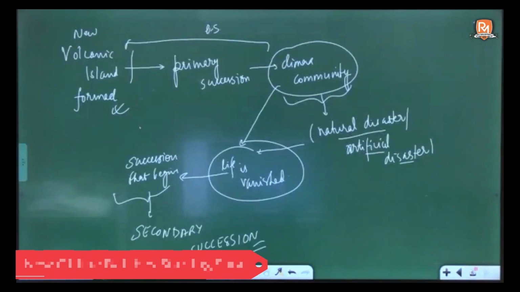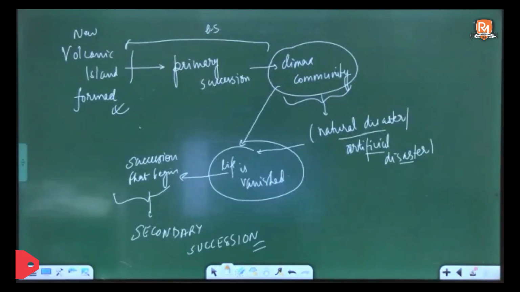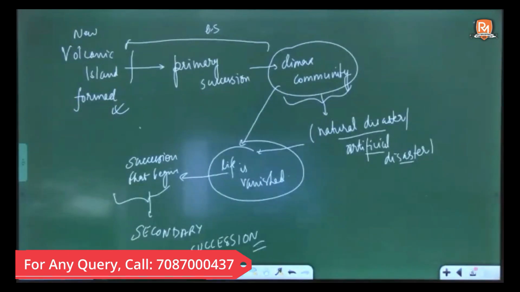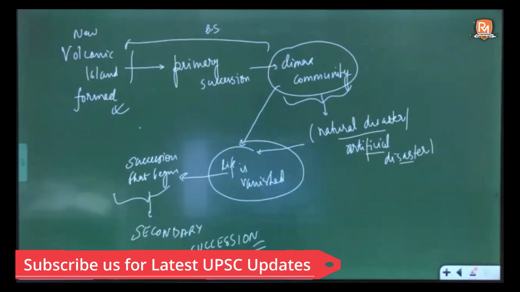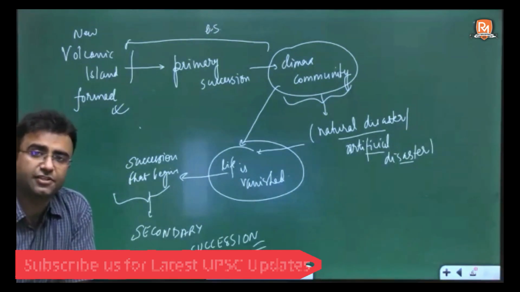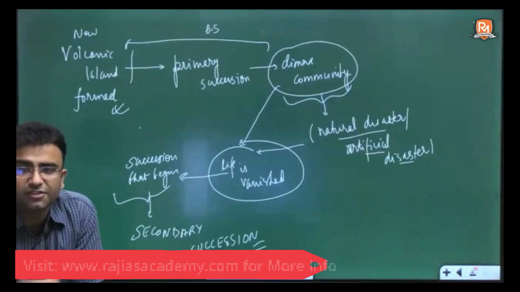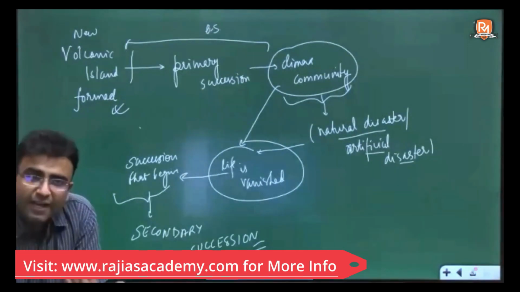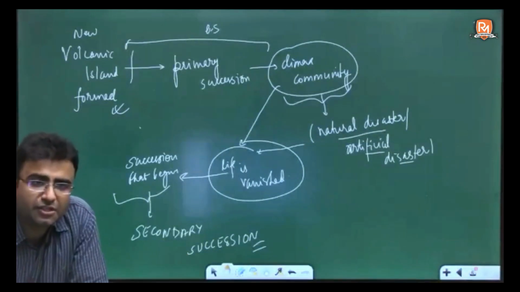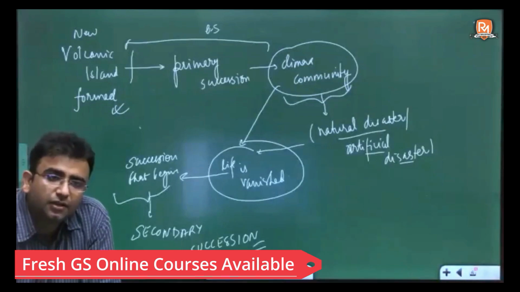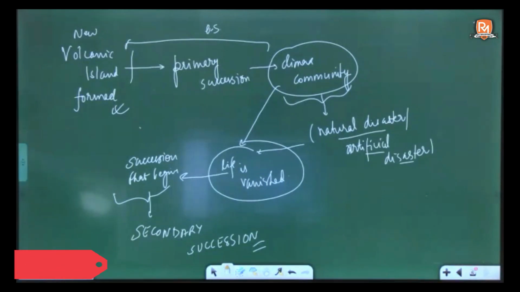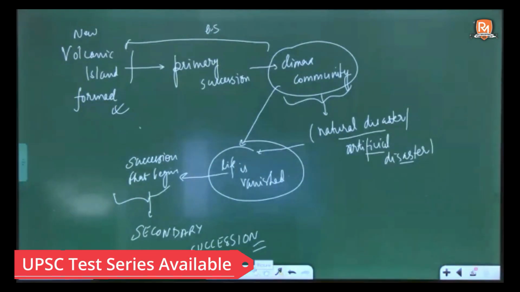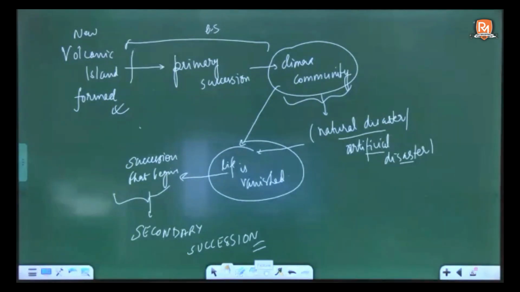All right. So secondary succession is the sequential development. It is not a fresh beginning. It is sequential succession, not the primary. In the secondary succession, the climax community may be different. The climax community may be different. It's not necessary that they have to be the same.